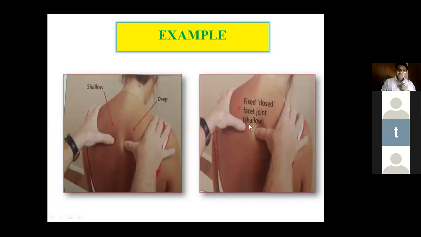So what we have understood is, if the facet joint is stuck in an extended position and the patient does the flexion movement, the asymmetry will be increased, right?